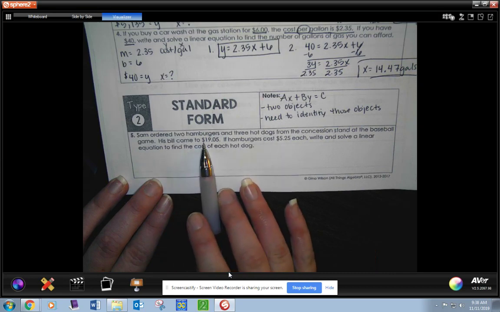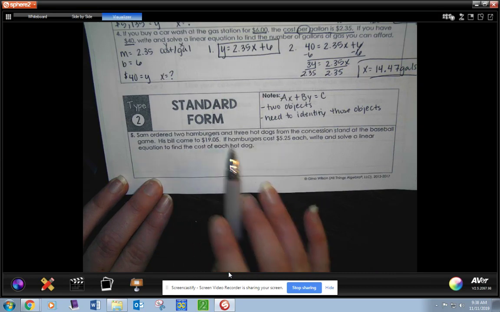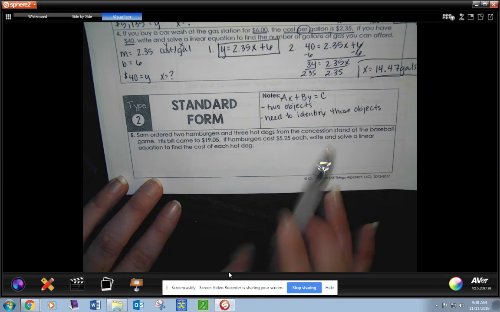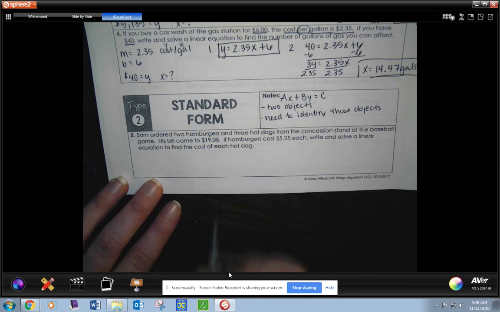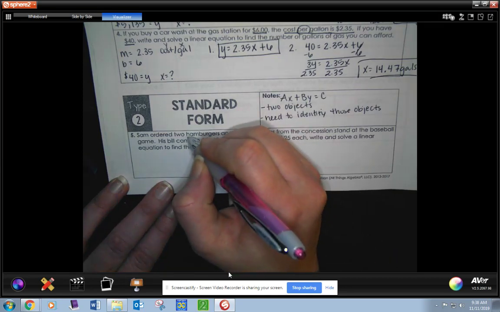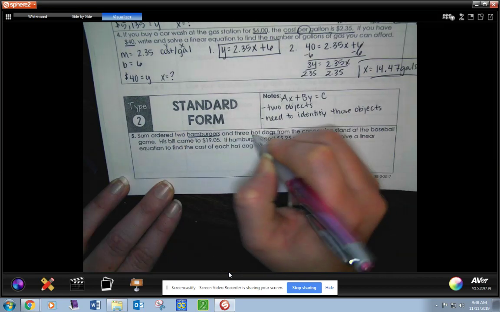Okay, Sam ordered 2 hamburgers and 3 hot dogs from the concession stand at the baseball game. His bill came to $19.05. If hamburgers cost $5.25 each, write and solve a linear equation to find the cost of each hot dog. So starting off, the two things that we are talking about are hamburgers and hot dogs.